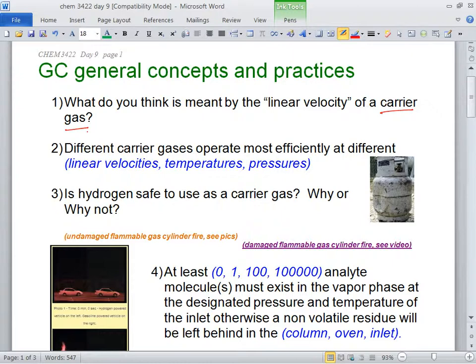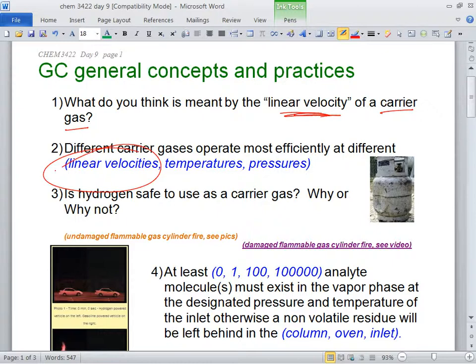Okay, so Alyssa, different carrier gases operate most efficiently at different, what would you guess? Linear velocities. Okay, so it has everything to do with viscosity. You would think that just like different liquids have different viscosities, you know, they flow naturally at different flow rates, so do gases.